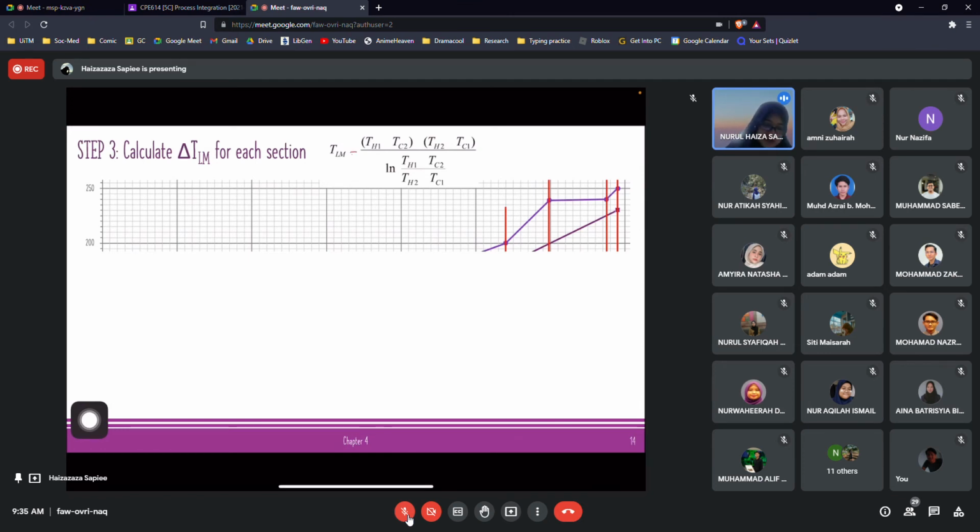So kalau kita tengok section 1 ni, what we basically want to do is we're going to label mana TH1, TC1 dengan TH2, TC2. So TH1, TH2, TC1, TC2. So kita tulis lah. So basically it's just like reading dia punya graph lah. So kita punya TH1 berapa?